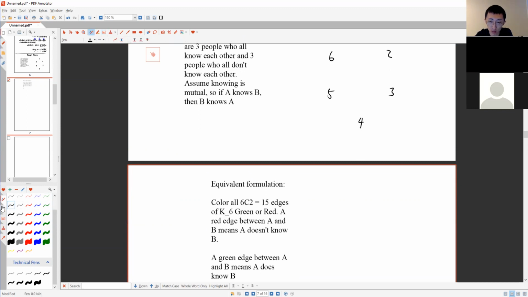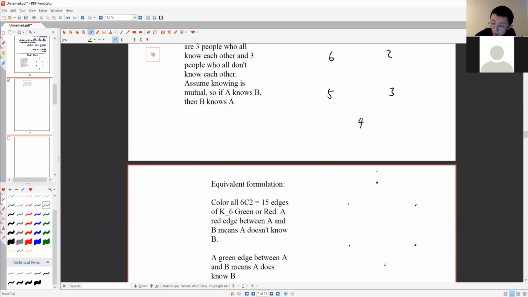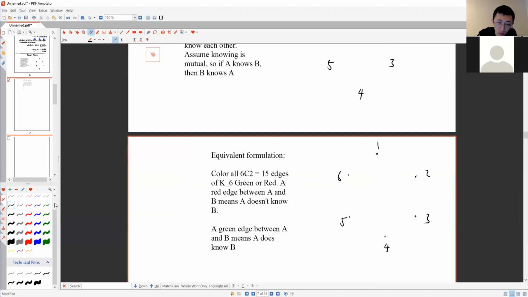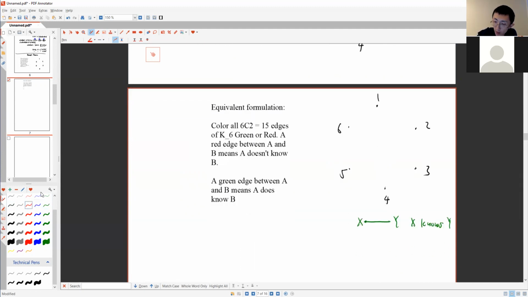Okay. So basically we have 6 points, right? They represent the 6 people and we put it on a graph. And then we connect, this means, oh, Daniel dropped. Okay, so green is know. Red is doesn't know.